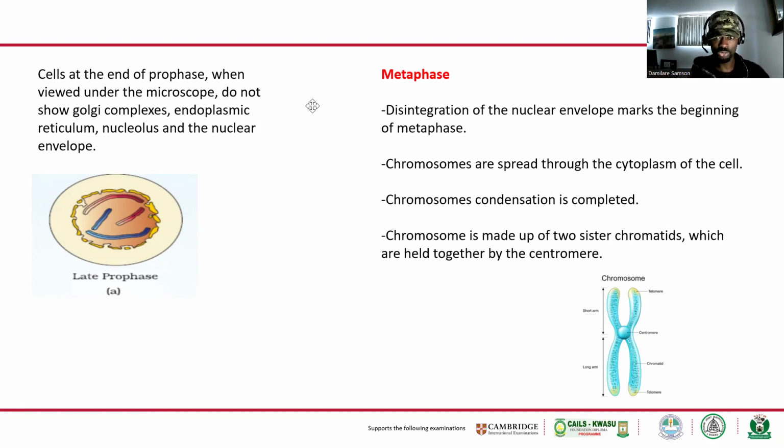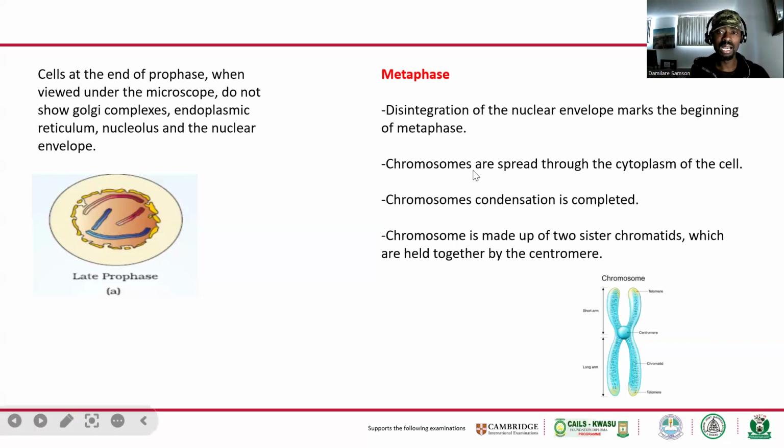Metaphase: disintegration of the nuclear envelope marks the beginning of metaphase. Now we talk about the nuclear envelope. The nuclear envelope is the one that surrounds the nucleus. If you see, this is the nuclear envelope here. At late prophase, as you can see, it is disappearing. Now, at metaphase, there is disintegration of the nuclear envelope, so it marks the beginning of metaphase. Once you see that the nuclear envelope has disintegrated, it means we have started metaphase.